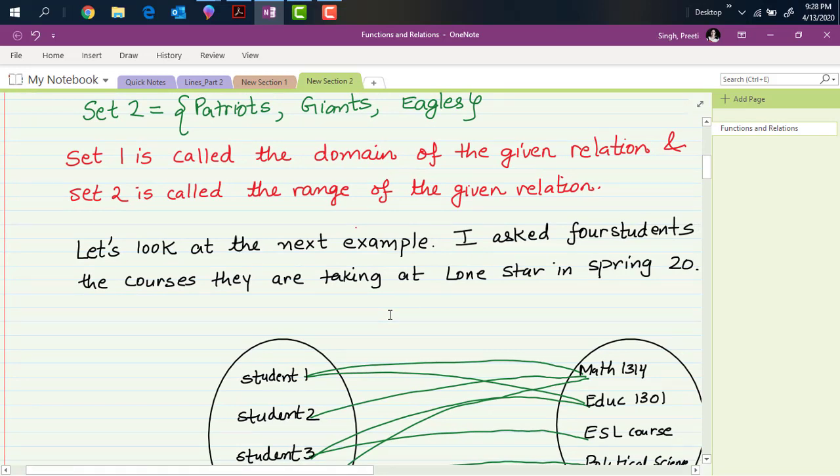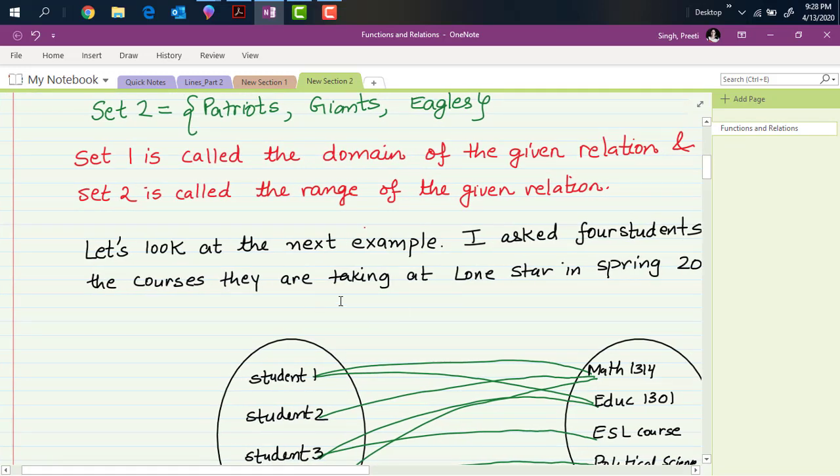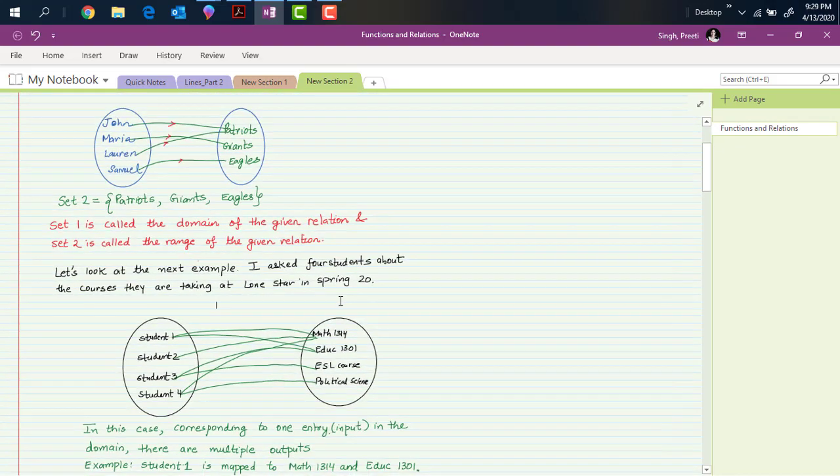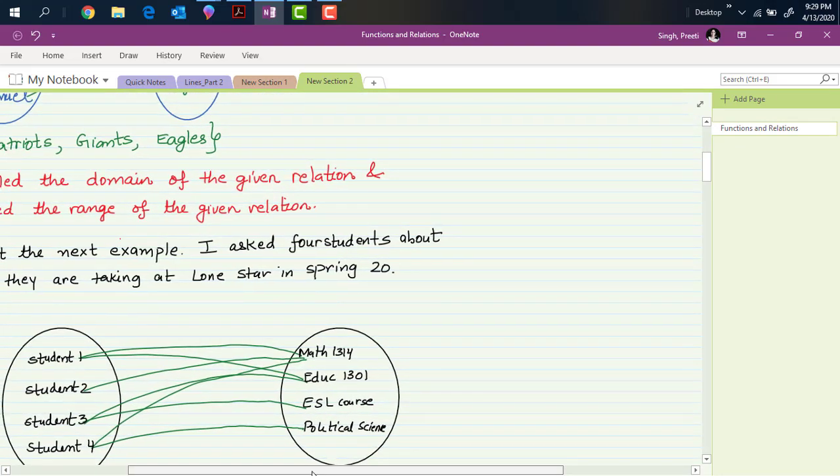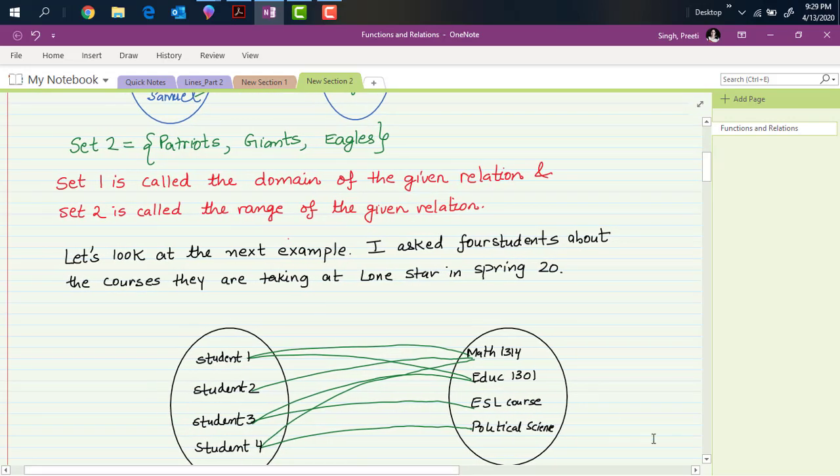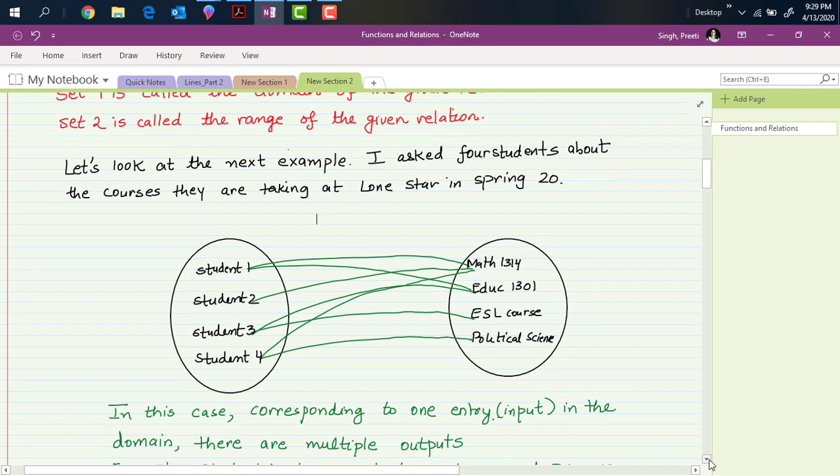For the next example, let me zoom out a little bit. I asked four students what classes they are taking at Lone Star College in spring of 20. The first student said they're taking 1314, which is college algebra, and EDUC 1301. The second student is only taking math 1314. The third student said EDUC 1301 and an ESL course, and the fourth student is taking 1314 and political science.